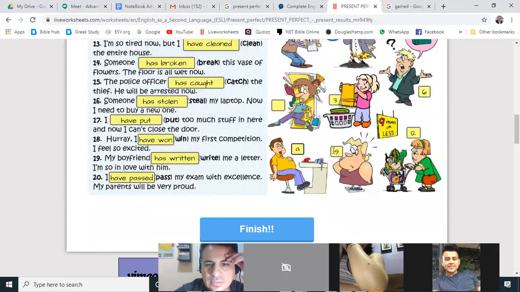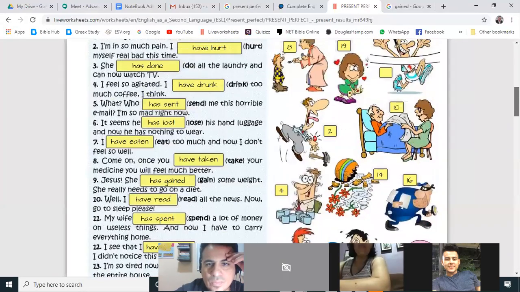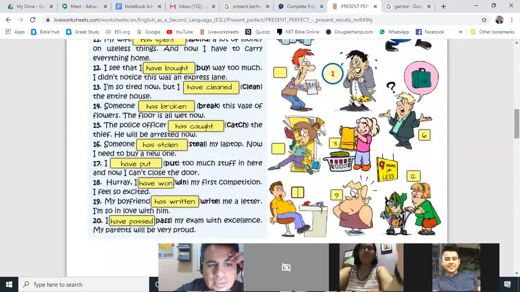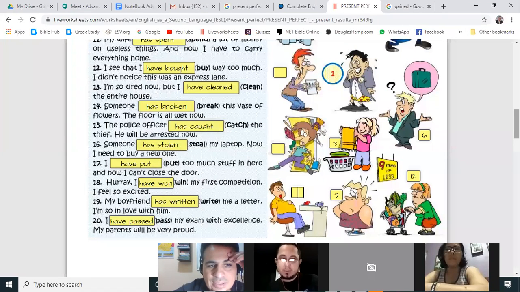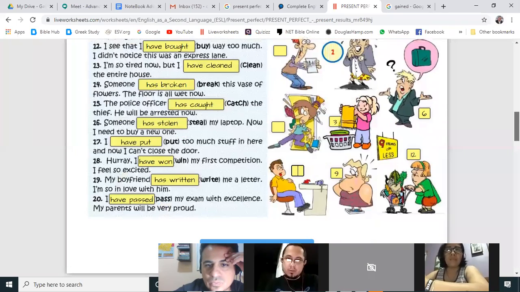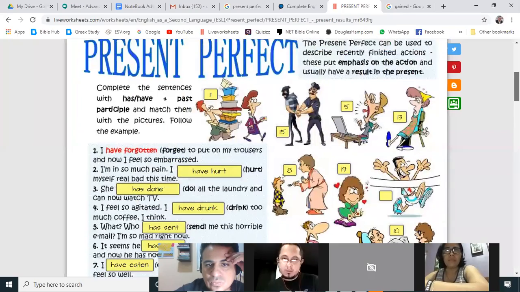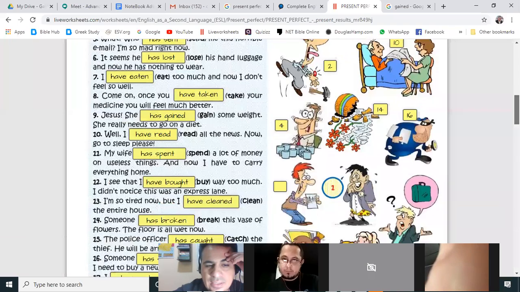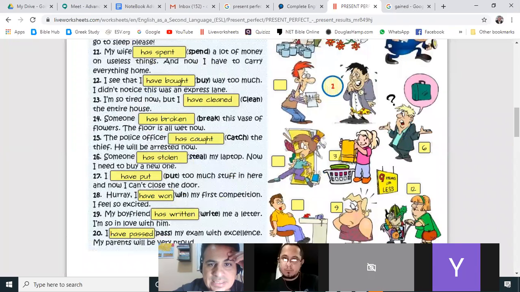The 18 is next to the 19. Okay. 18 is next. Harry. I have won my first competition. 20 is next to the 18. 20 is next to 1. Ah, right here. 18, right? Yes. And then we need 20. I have passed the exam. They're next, 20. To 1. What happened with this one?